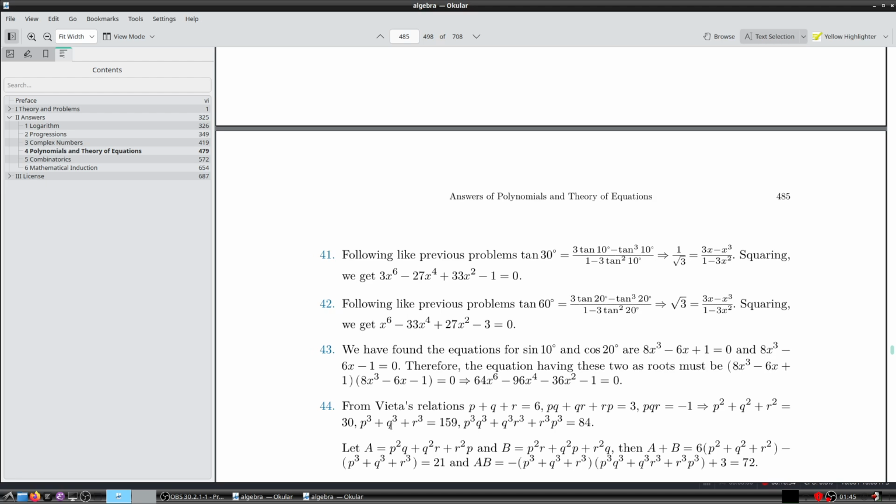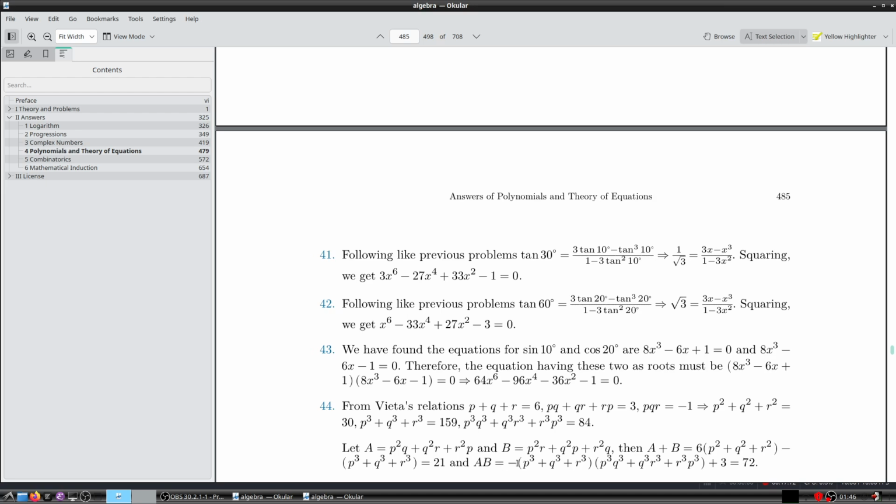Similarly, p cube plus q cube plus r cube would be 159, and p cube q cube plus q cube r cube plus r cube p cube would be 84. Now we let a is equal to p square q plus q square r plus r square p, and b is equal to p square r plus q square p plus r square q. Then a plus b becomes 6 into p square plus q square plus r square minus p cube plus q cube plus r cube, which will be 21.